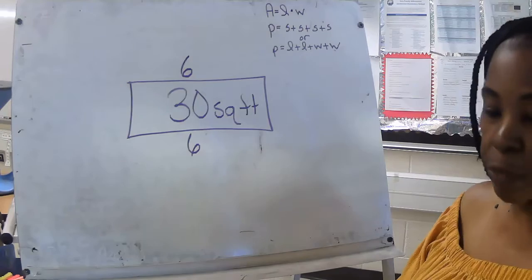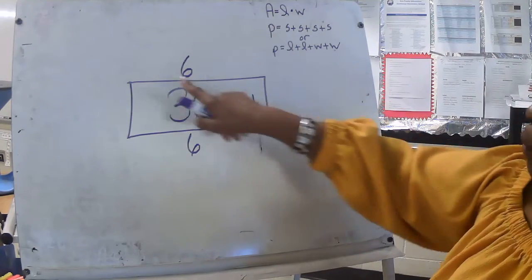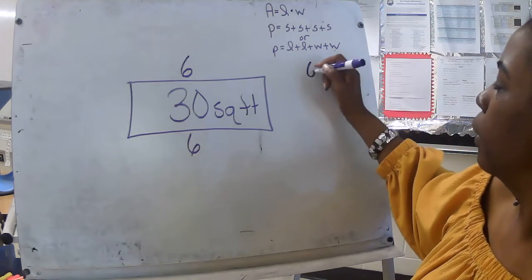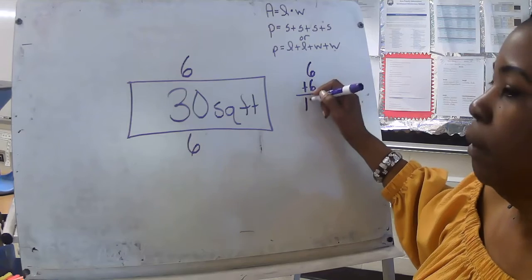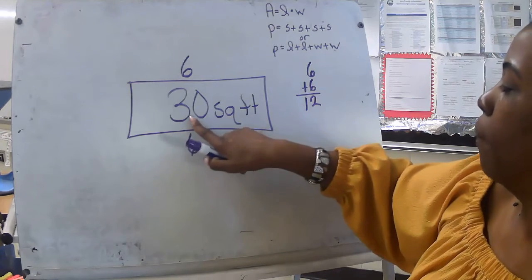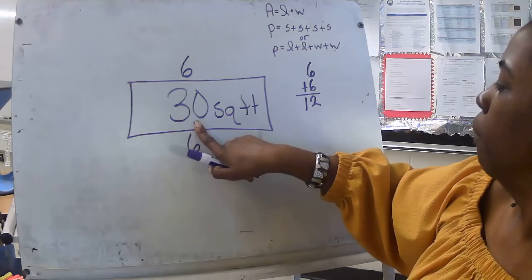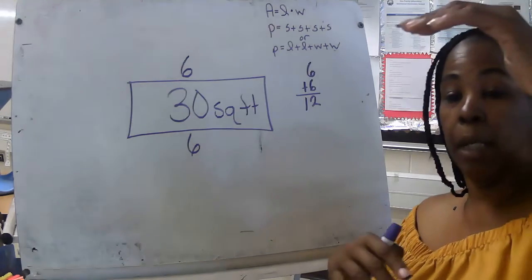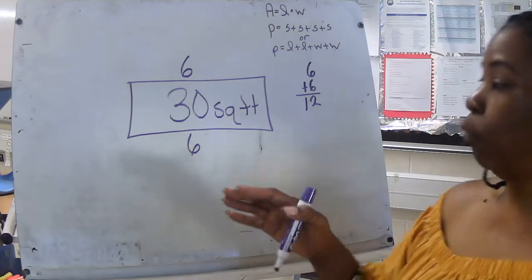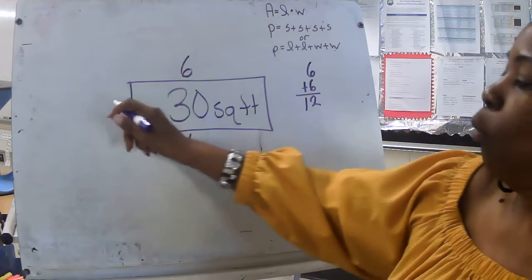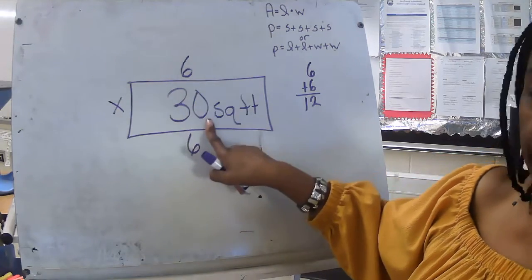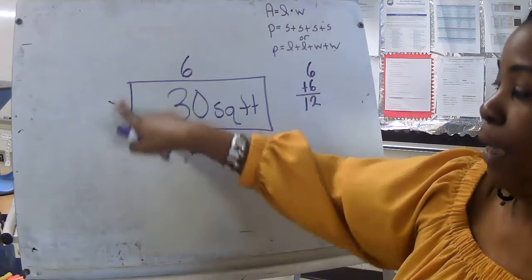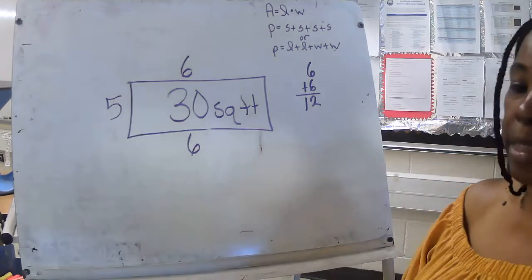Okay? So the first thing we want to do, remember perimeter is when you add all the sides up. So I have 6 plus 6, and I know that is 12. And I have my area is 30. So we know area is length times width. So that means it's a top or a bottom times the side. So we have 6 here. We're trying to figure out what number times 6 is going to give us 30. And we already know that 6 times 5 gives us 30. So that lets us know that this here has to be a 5.